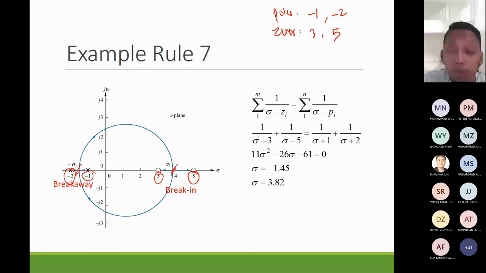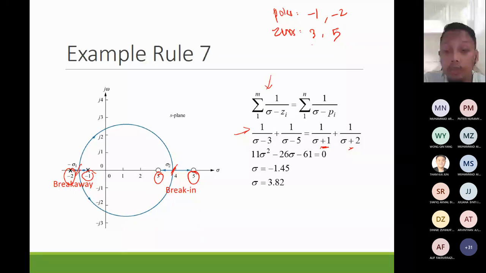So 1 over sigma minus 3, plus 1 over sigma minus 5. This is the first part, the summation over the zeros. If there are many zeros, add more terms: plus 1 over sigma minus something, and so on. This equals the sum of 1 over sigma minus the poles. So sigma minus minus 1, you get sigma plus 1, plus 1 over sigma minus minus 2, you get sigma plus 2. And then simplify this.